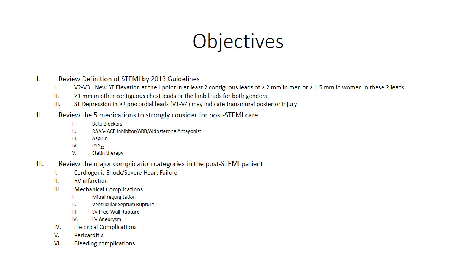So we covered a lot during this 15-minute discussion. We reviewed the STEMI definition by 2013 guidelines, which I've listed here. We reviewed the 5 medications to strongly consider for post-STEMI care and to evaluate why or why not you're using them. And we lastly reviewed the major complication categories in the post-STEMI patient that we would see in J31. A lot of this has room for a resident evaluation of the patient, and it can really help facilitate care as residents are involved in the care of these patients post-reperfusion.